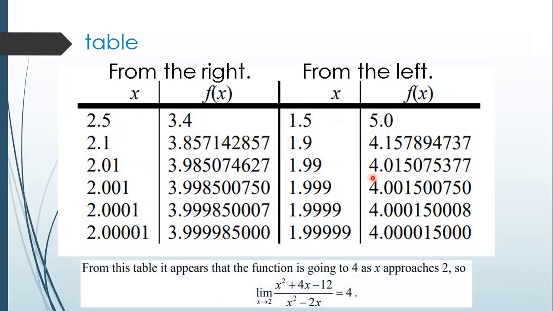From this table, it appears that the function is going to 4 as x approaches 2. So the limit of x squared plus 4x minus 12 all over x squared minus 2x as x approaches 2 is equal to 4. And that's our answer.